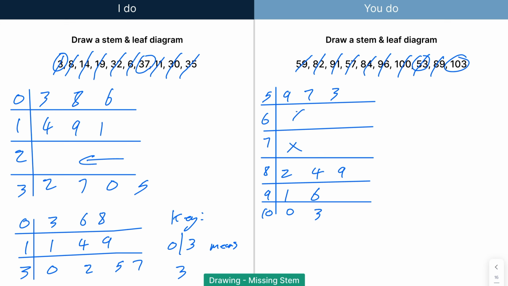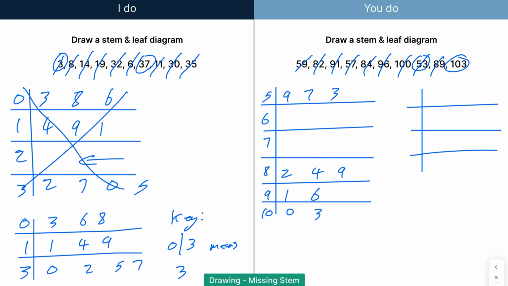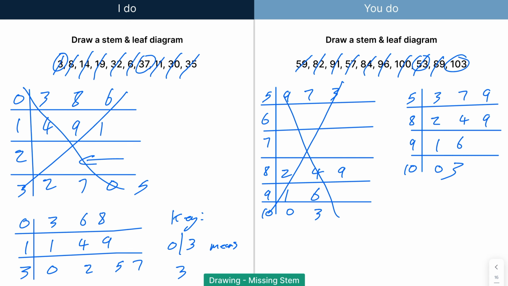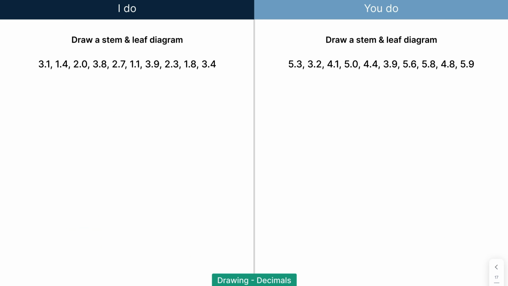So notice this and this, well, I shouldn't put the cross there, but these two don't have anything in there. So when we draw this again, we don't need to put those two missing stems in there. So if I draw that again neatly on the right, and as I said before, remember to cross out your working out from before because we don't need that anymore. So here that will become 5, 8, 9, 10, and that will become 3, 7, 9, 2, 4, 9, 1, 6, 0, 3. We can cross this out, and then we can say the key. 5, 3 means 53.